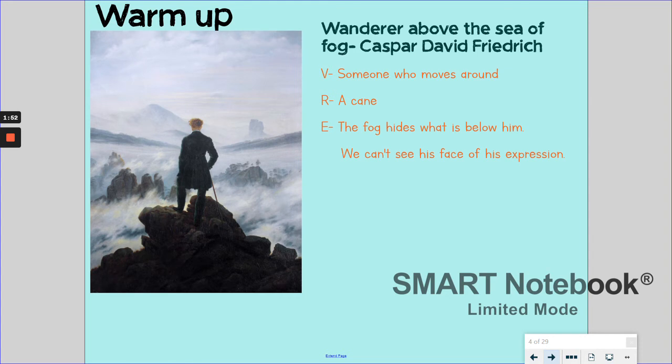So wanderer means somebody who moves around, someone who doesn't necessarily have a fixed home or fixed place. They're moving around, wandering around. What he has in his hand there, a cane or a walking stick, something like that.